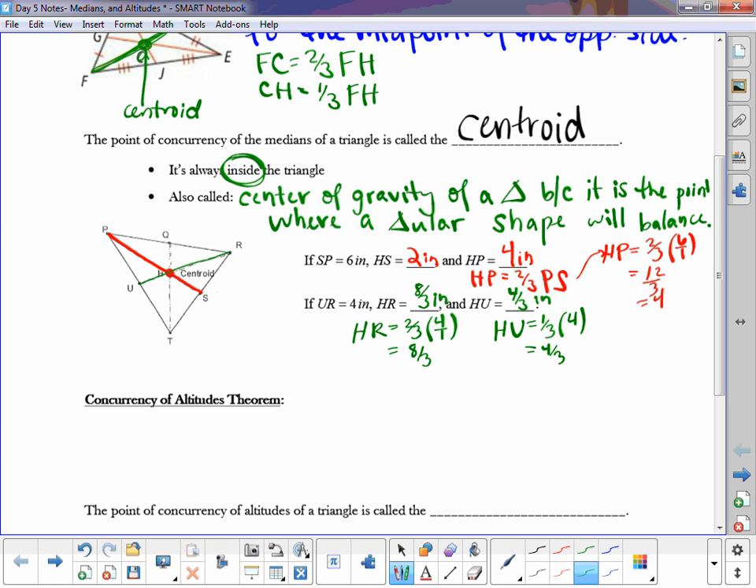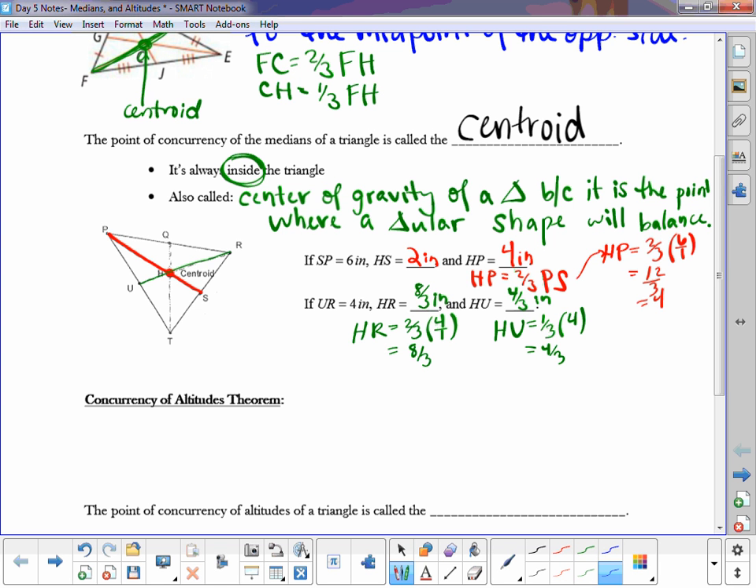How can you do it like HR was 2/3 and HU was 1/3? So if I look at HR, that's the chunk that's going from your centroid to your vertex. That's always going to be the 2/3 piece. So going to your vertex is always a 2/3, whereas HU was going to the side, that's the leftover piece. So now, what if they gave you some different information?